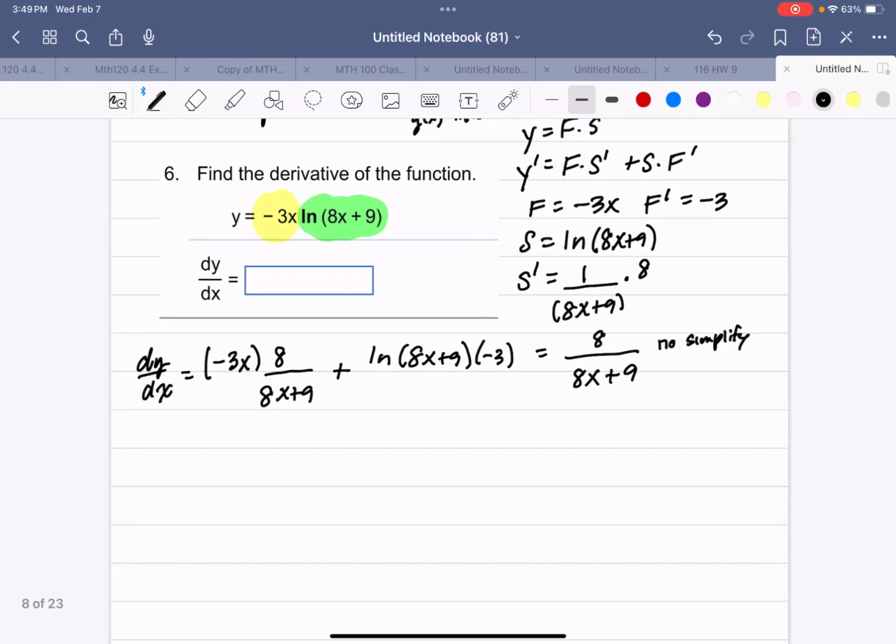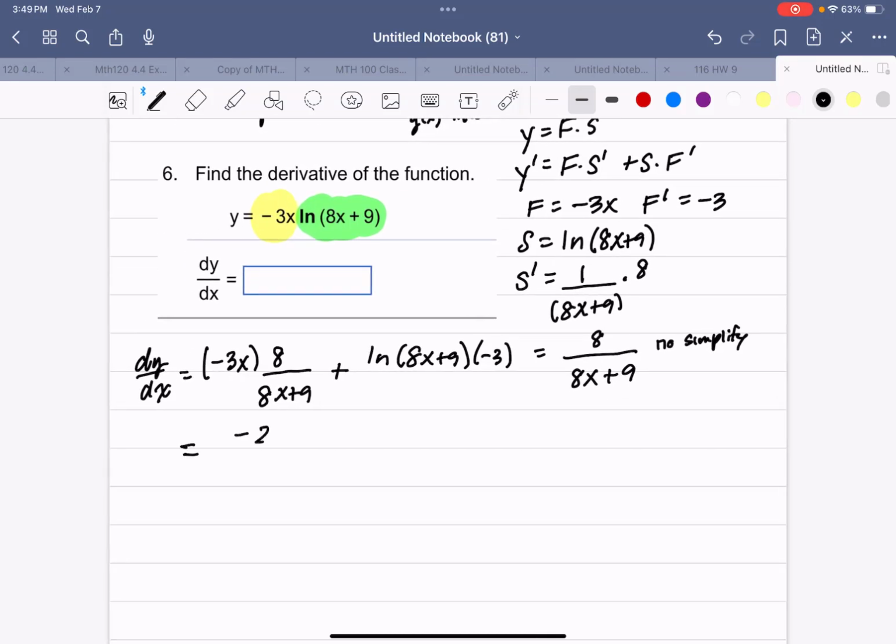And I'm just going to do a little bit of cleanup here, just some basic cleanup. I'm not going to make you get a common denominator or anything. I'm just going to go ahead and make that a minus 3 times the natural log of 8x plus 9. So my final answer is negative 24x over 8x plus 9, subtract 3 natural log of 8x plus 9.